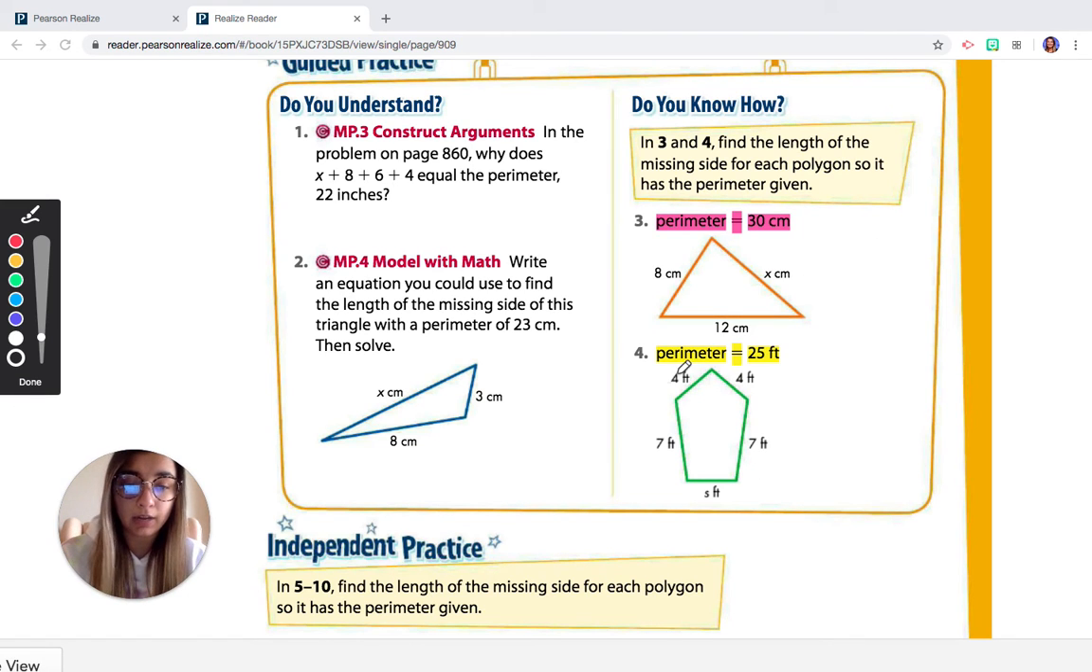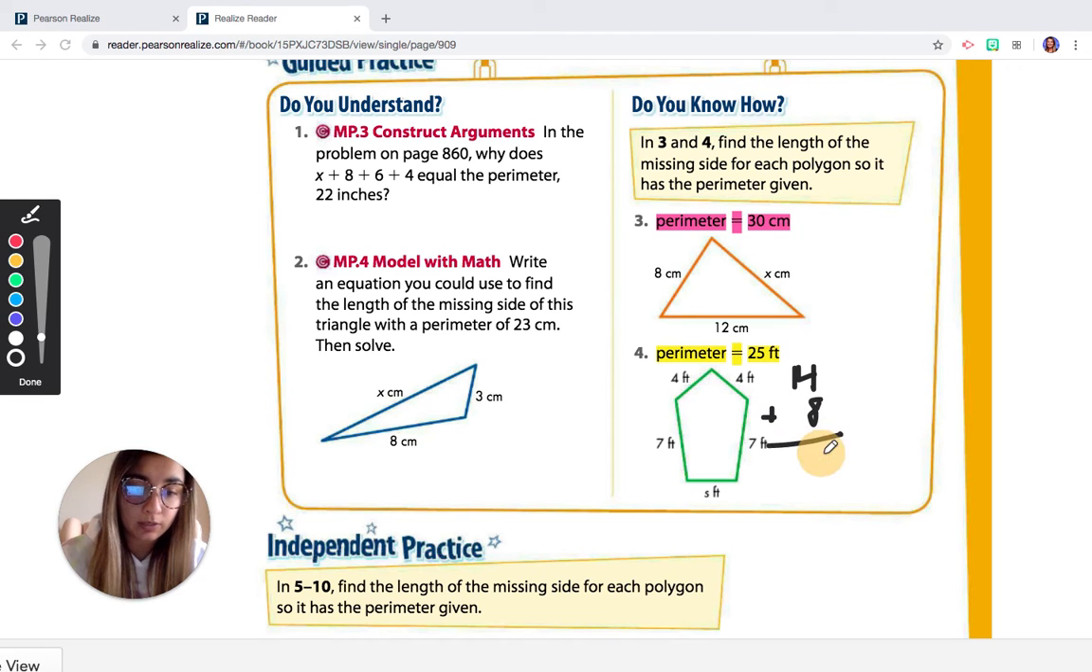I see here that I have some sides that are measured for me. And right here, it says S feet. I know that that's a letter, so I don't know that side. That's my unknown side. So I'm just going to add these ones together. 4 and 4 is 8, and 7 and 7 is 14. So I'm going to just add those together. 14 plus 8.